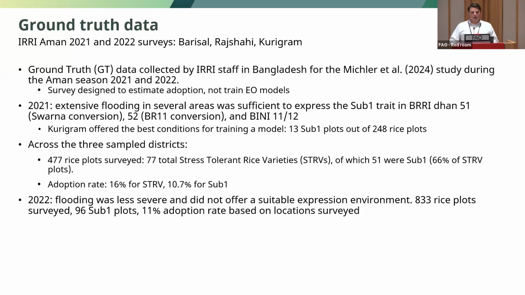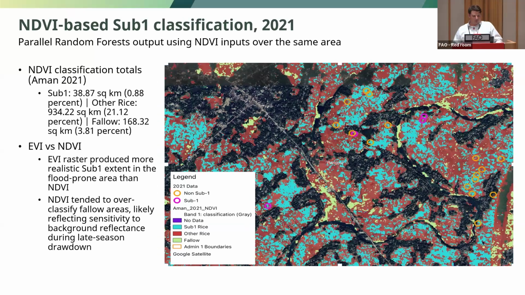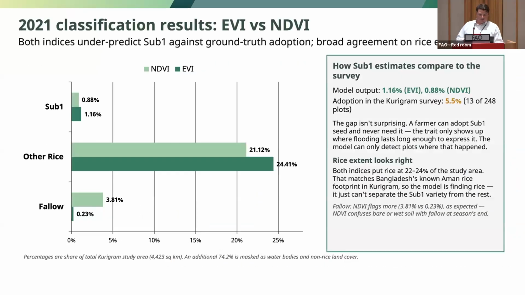Our effort here is to say, based on the survey data that we know, if 11% adoption is what it is, can we actually predict that using this random forest classifier? How close to the 11% are we going to get? These are some of the initial outputs that we have: an EVI-based sub-1 classification as well as an NDVI one. I'm going to quickly run through these, even though I love a good map, just to show the final table. It'll be a little easier.